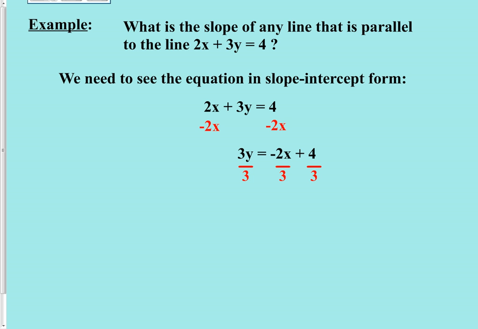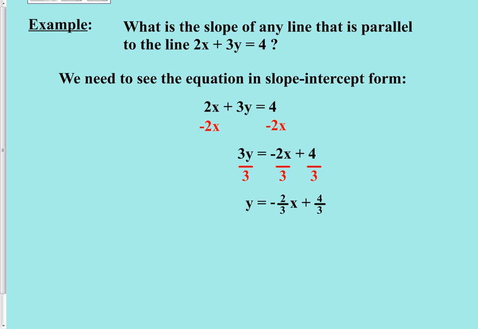Okay, so we're going to divide all of those terms by 3, and when you do that, we're going to end up with 1y, which is what we wanted. We now have a slope value of negative 2/3 x, and we have a y-intercept at 4/3, or 1 1/3.